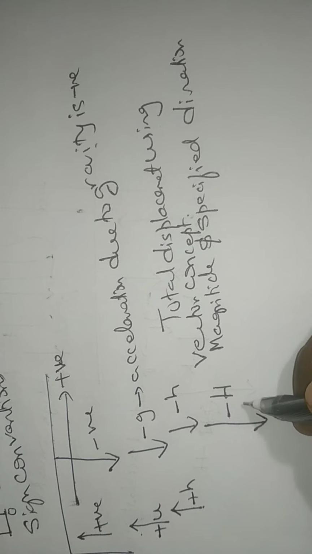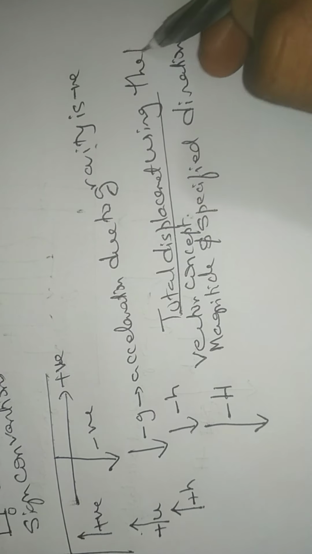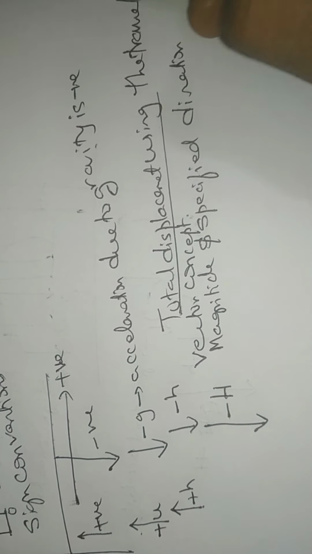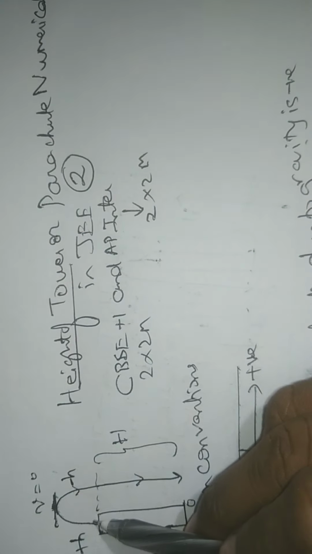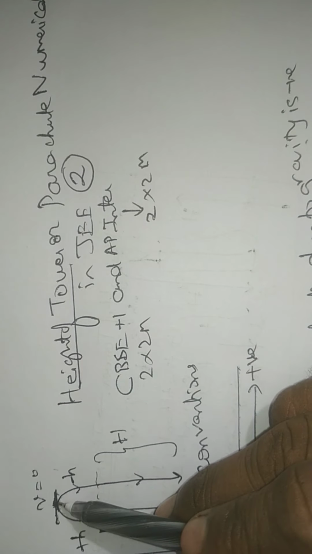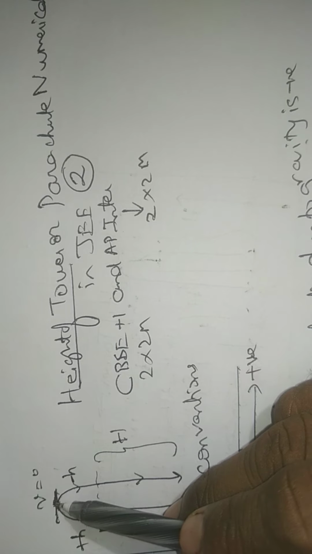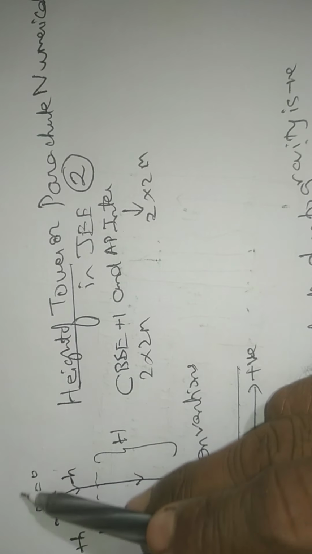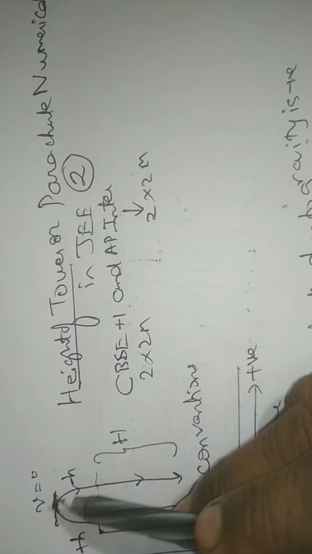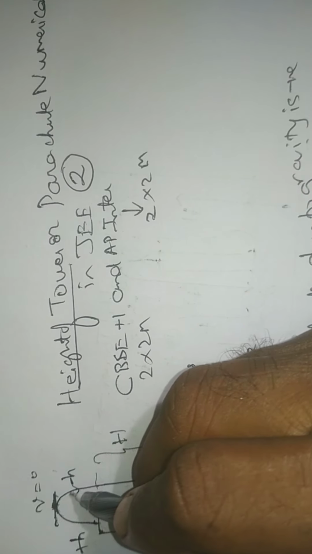We use it to write the total displacement during the travel of the stone. The stone goes up to the maximum, where its velocity becomes 0 at the final point. This is the maximum point at which its kinetic energy becomes 0 and it attains maximum potential energy. From there it comes down and reaches the ground again.